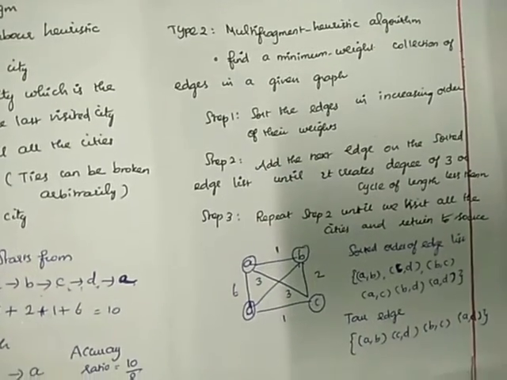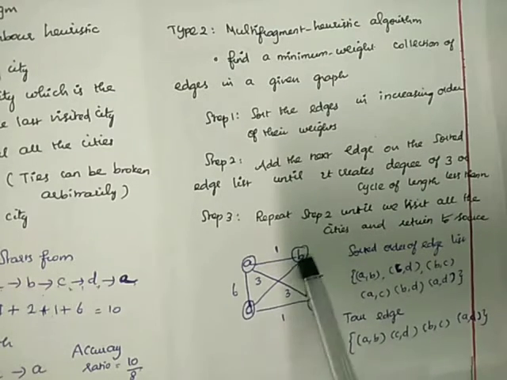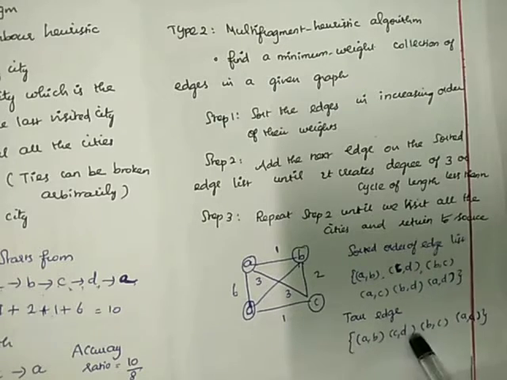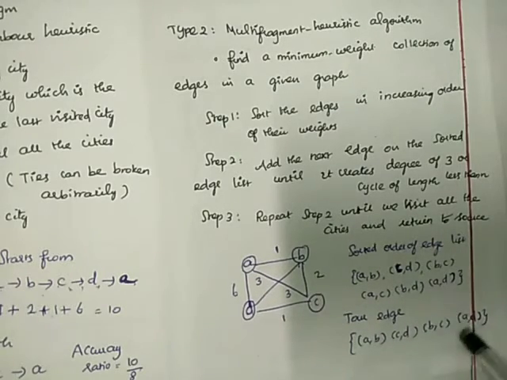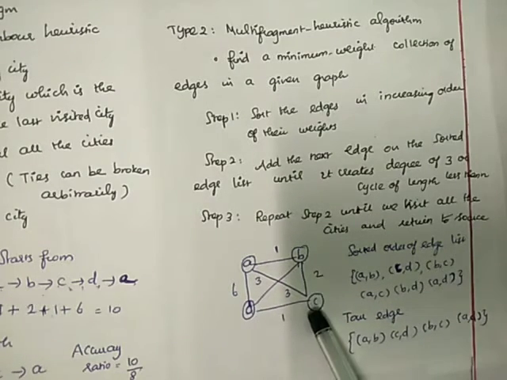Then without forming any cycle, we have to select the edges from the lowest weight to the highest. First take AB, there is no cycle. Then CD, there is no cycle. BC, there is no cycle. If you are taking AC, it will form a cycle. Then BD, it will also form a cycle.